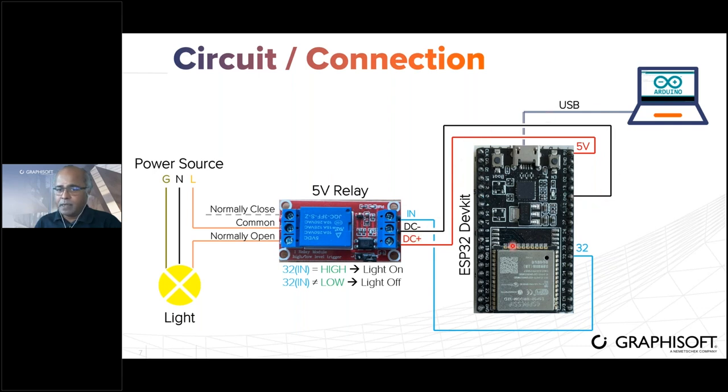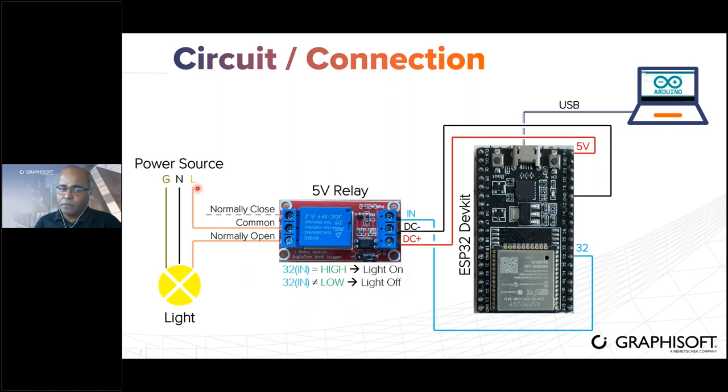So you have that. And if you see the blue color line, it is connected to pin number 32, which sends the signal to the relay to switch the light on and off. As I showed here, if pin 32 is set to high, the light will be on. If you set it to low, the light will be off, right?